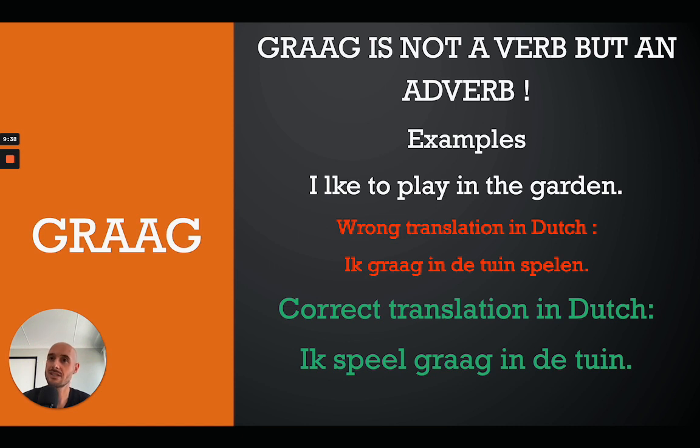If you look at the correct translation, ik speel graag in de tuin. I like to play in the garden. Alright? Graag is a bit difficult to translate literally in English, but it can be like with pleasure. So I play with pleasure in the garden. That is what the literal translation might be in English. So what you do is you do not put it between your verb, which is spelen, and your subject, but you place it after. Ik speel graag in de tuin. Right? I like to play in the garden.